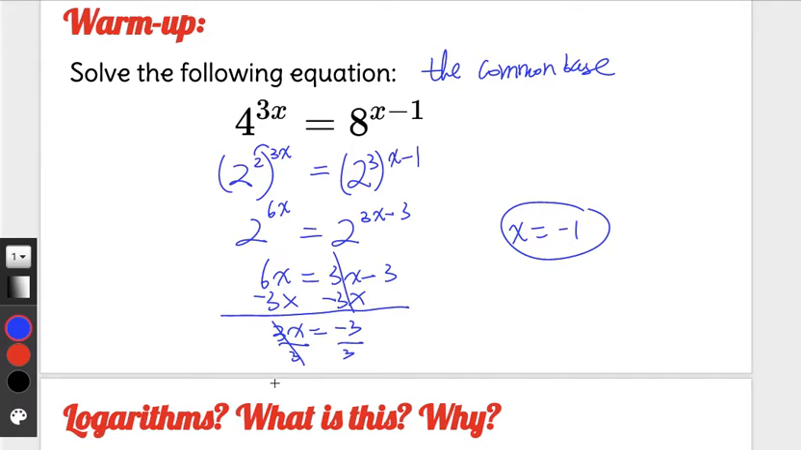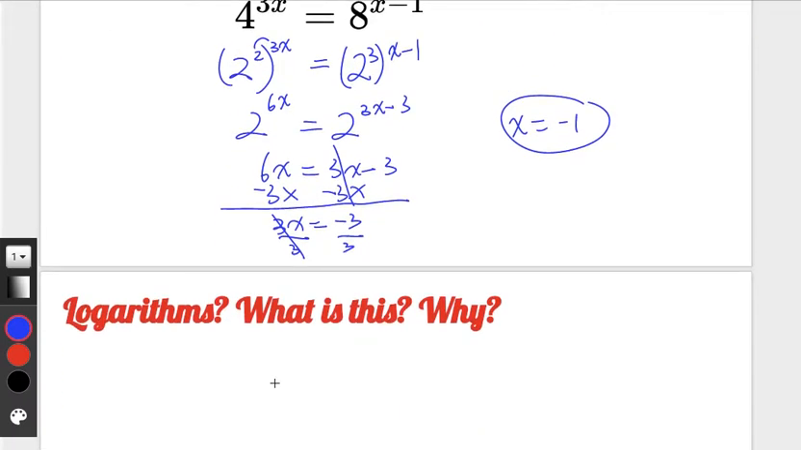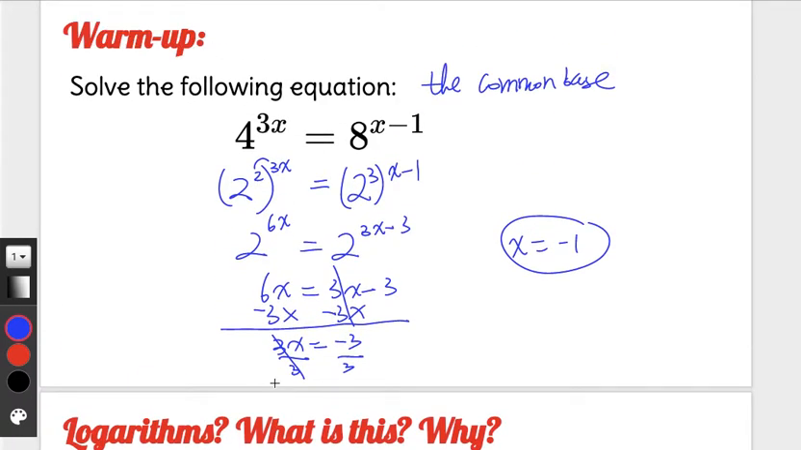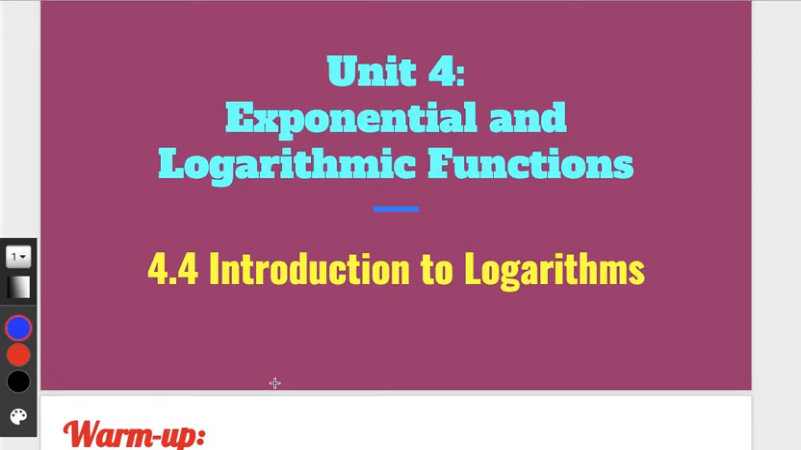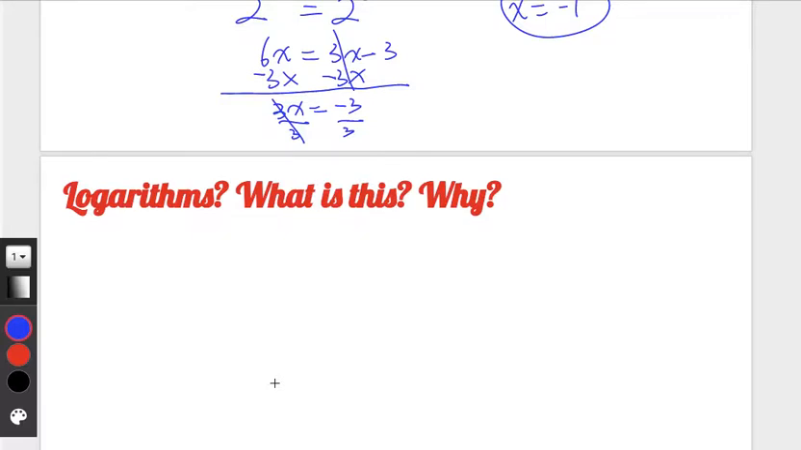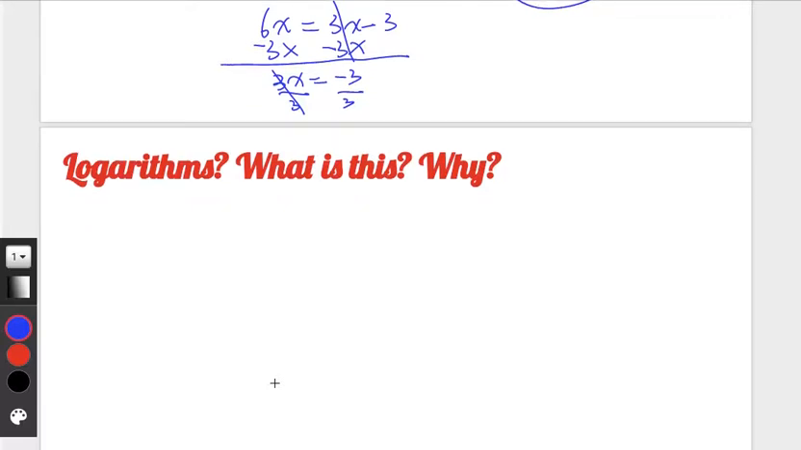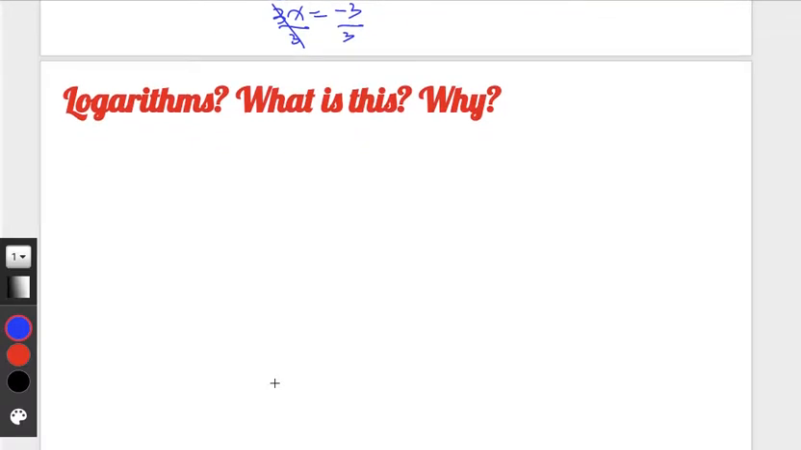Now, let's talk about the logarithm. And you may have a lot of questions like, what does that mean? What is this word coming from? And why do we put this in the unit with exponential functions, things like that. These are all great questions. So let's just quickly discuss one thing.